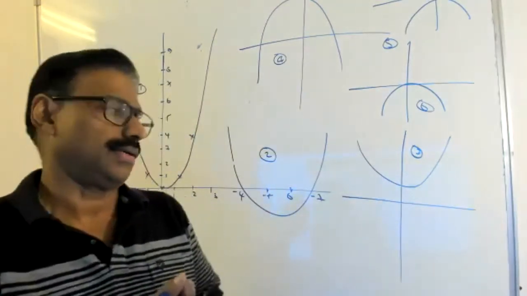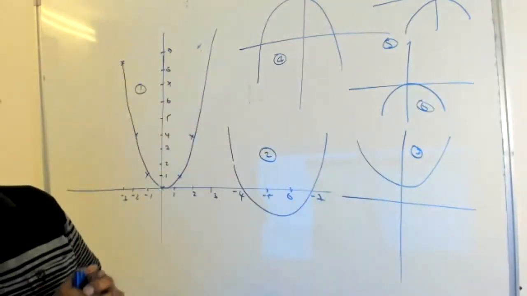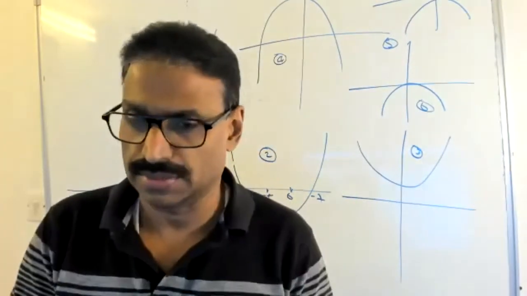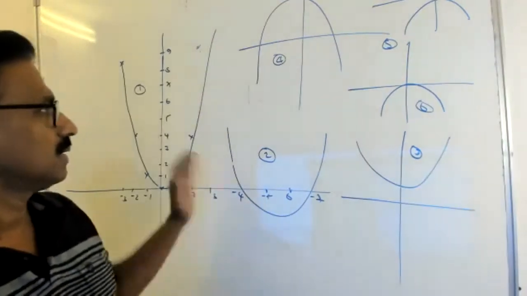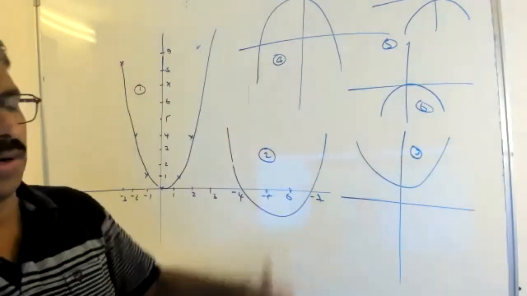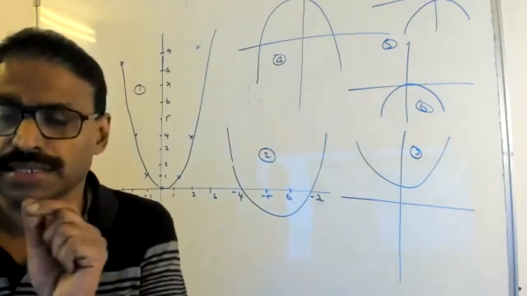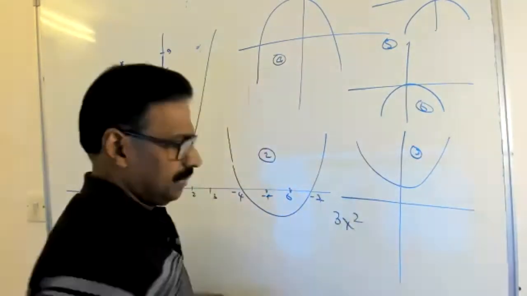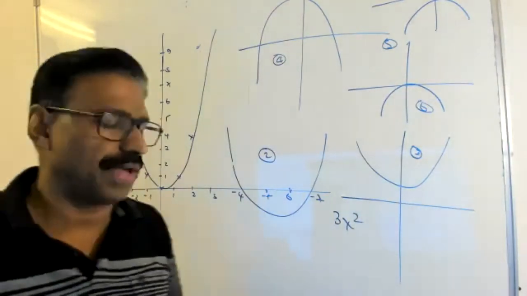And how do we decide whether it opens up or opens down? That's an important question, because we found some open up, some open down. Look, it depends on the value of a. Look at it: 3x squared. What is the coefficient a here?